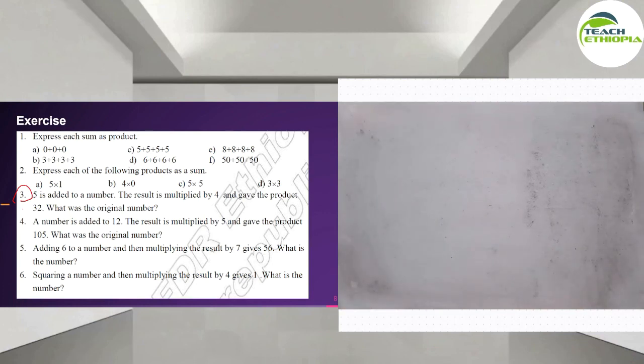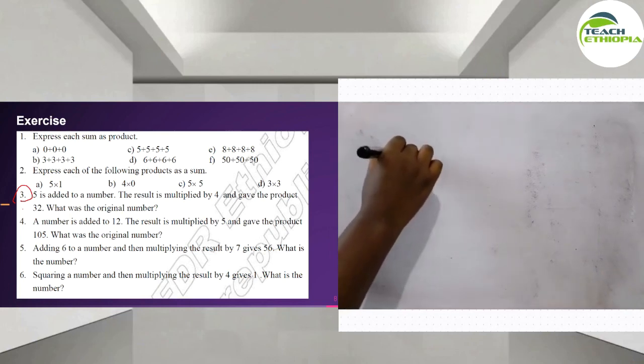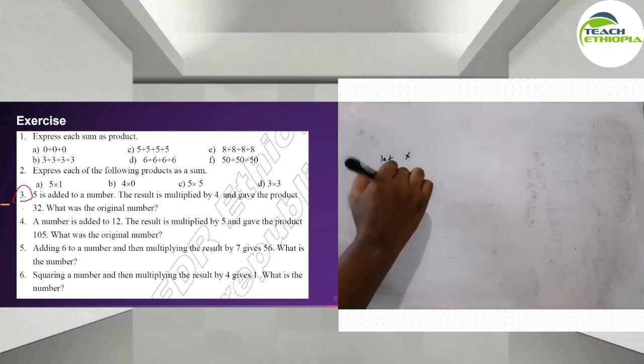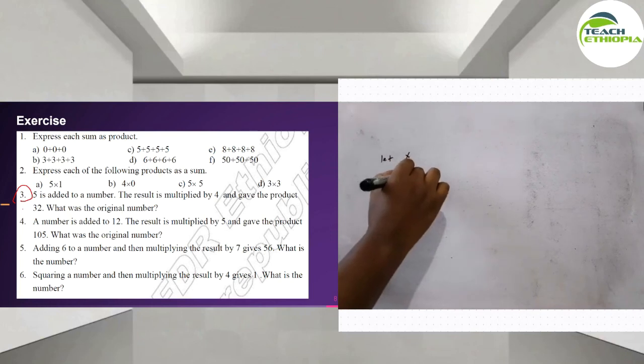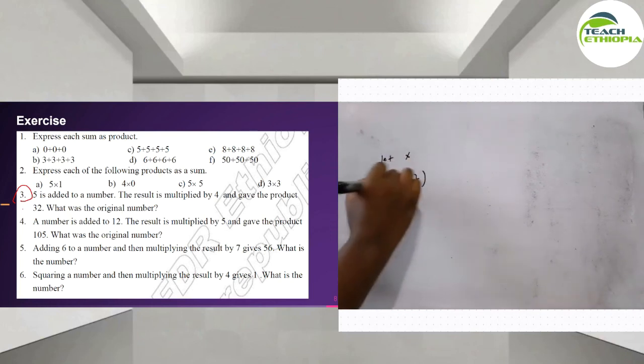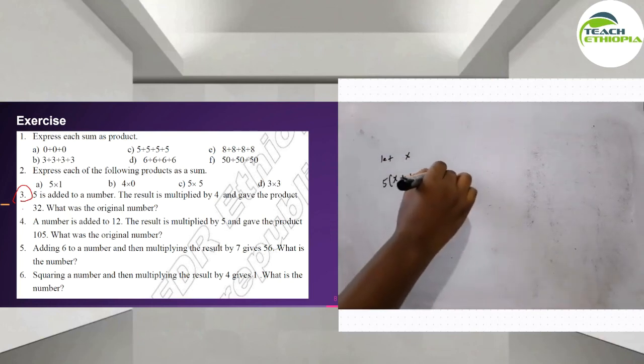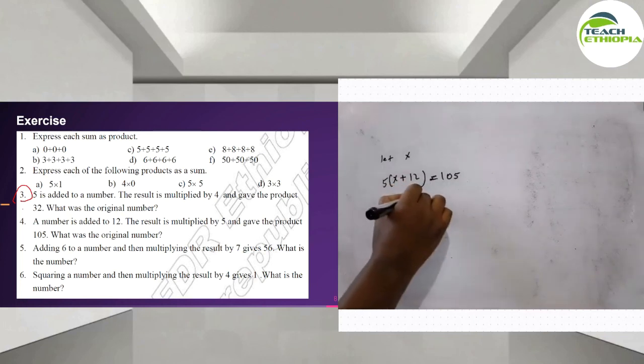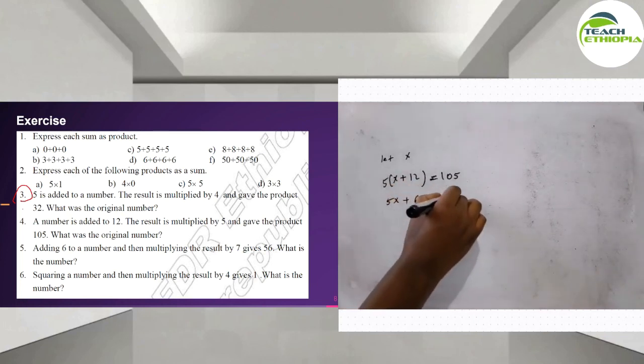So question number 4: a number is added to 12 and the result is multiplied by 5 and gives the product 105. What's the original number? Similarly, let's say the number is x. The number x is added with 12, and this is multiplied by 5, and it gives us 105. So this is going to be 5x plus 5 times 12, which is 60, equals 105.